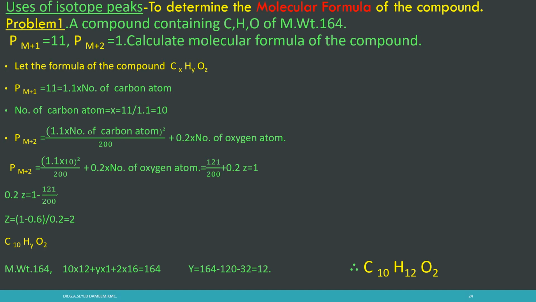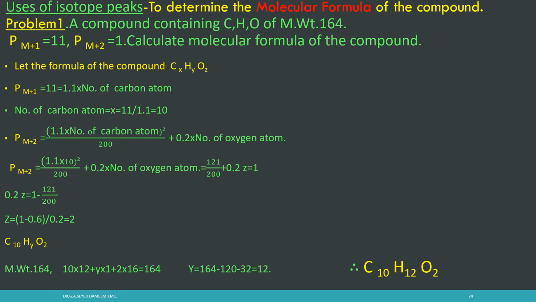From the intensity of isotopics, we can determine the molecular formula using theoretical formulas for M plus 1 and M plus 2. The formula of the compound is CxHyOz, and the theoretical formula for M plus 1 is equal to 1.1 times the number of carbon atoms plus 0.015 times the number of oxygen atoms. The 0.015 is negligible when compared with 1.1.